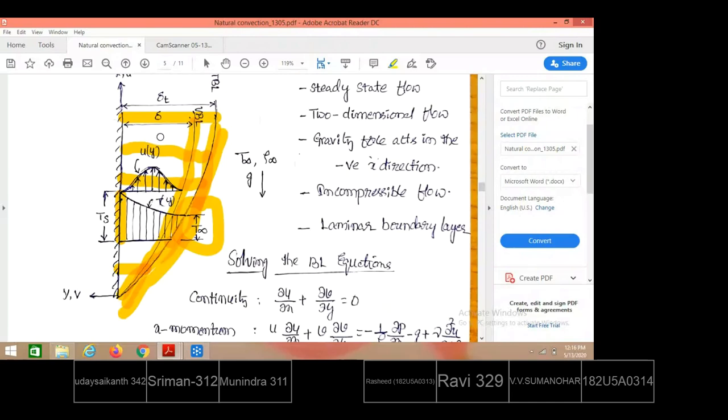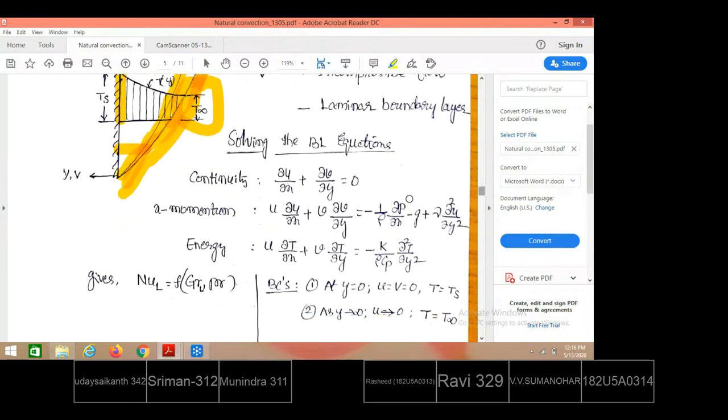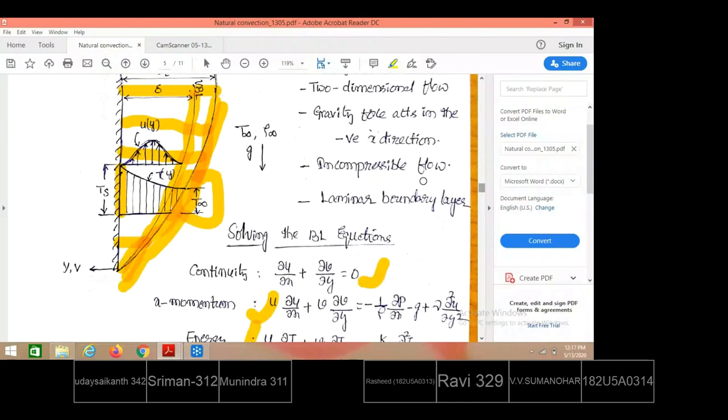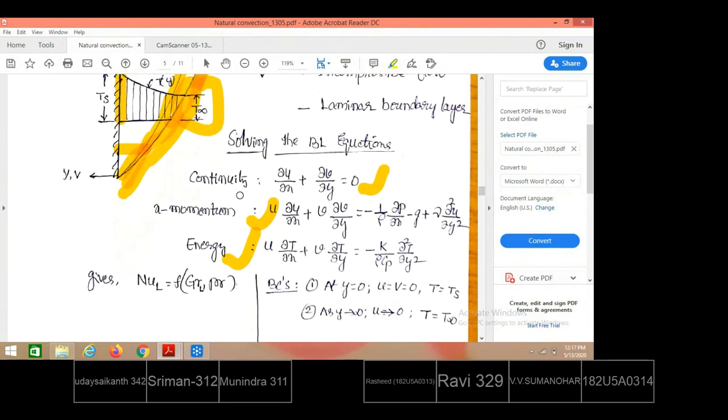For the momentum of the fluid particles, the mathematical equations are one continuity equation, one momentum equation, and one energy equation. By solving these, we can get the temperature distribution at any position from the plate surface to the boundary layer thickness, as well as the velocities. So we have to solve the continuity, momentum and energy equations, subjected to boundary conditions.